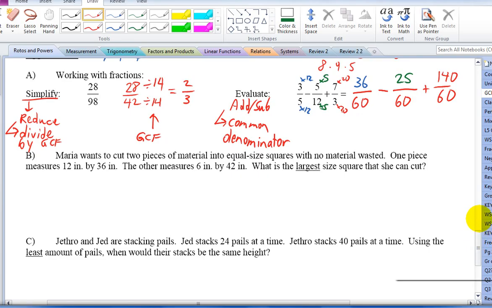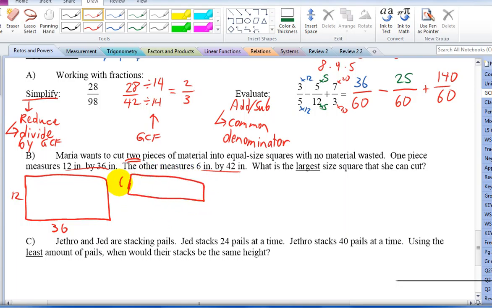Maria wants to cut 2 pieces of material into equal size squares. So there's 2 pieces, underlining the word 2. One is 12 by 36 and the other is 6 by 42. So let's draw a diagram. One is 12 by 36, so it's a rectangle. The other one is 6 by 42, also a rectangle. So she wants to cut both of them into equal size squares.